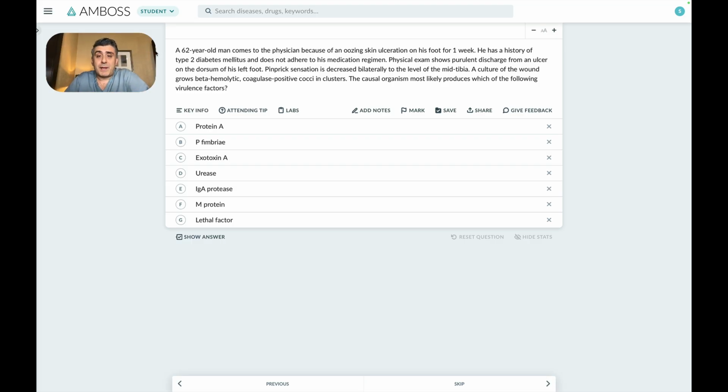So like we always mention in all the questions, let's read the last 3 lines first and see what we got. The pinprick sensation is decreased bilaterally to the level of a mid-tibia. A culture of the wound grows beta hemolytic, coag positive cocci in clusters. The causal organism most likely produces which of the following virulence factors? So now we see coag positive, in clusters, beta hemolytic, that has to spark something in our minds, right? Is it staph? Is it strep? Now, strep has alpha, beta, gamma hemolytic, but it's not coag positive. It's staph that's coag positive, okay?